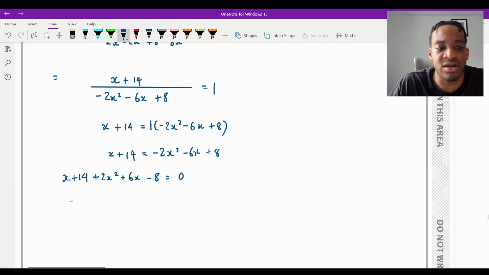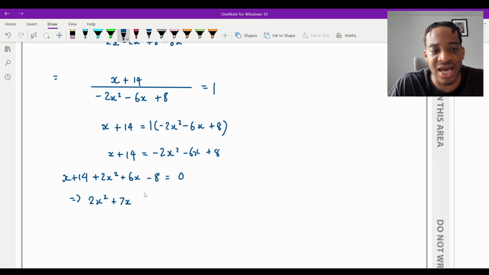So we get this here. And now tidying this up, I'm going to put the x squared term first. 2x squared. I have an x plus a 6x. That will give me a 7x right here. And then I've got a 14 minus 8. And that is plus 6, isn't it? It's plus 6. Yeah, because 6 plus 8 is 14. So yeah, this is it.